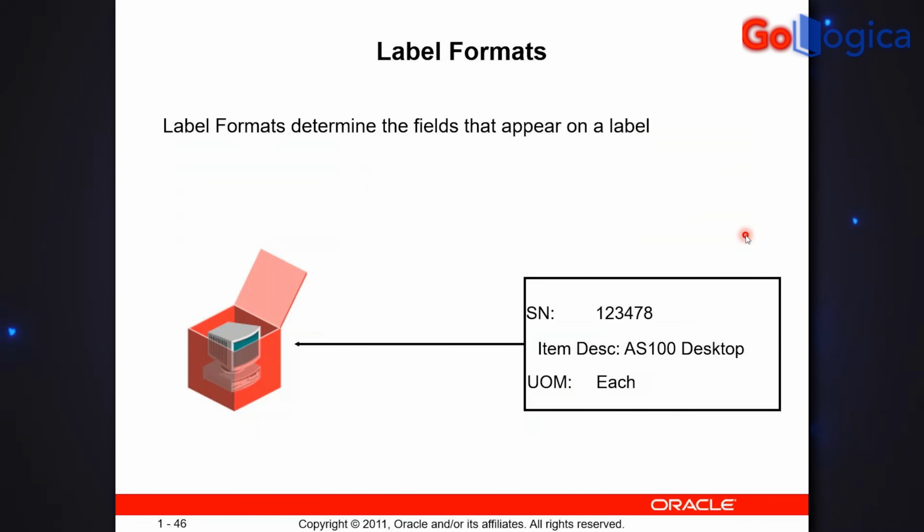So here we have defined what the use of label format is. It defines the fields that appear on the label. For example, in label format, we define SN, item description, and UOM. These are the fields, and the data will come from the transaction. Whenever you do a transaction, the XML will have this data, which you can push to your third-party software, where the label design will be, and it can print the label. You can have a barcode against each of them if you want.